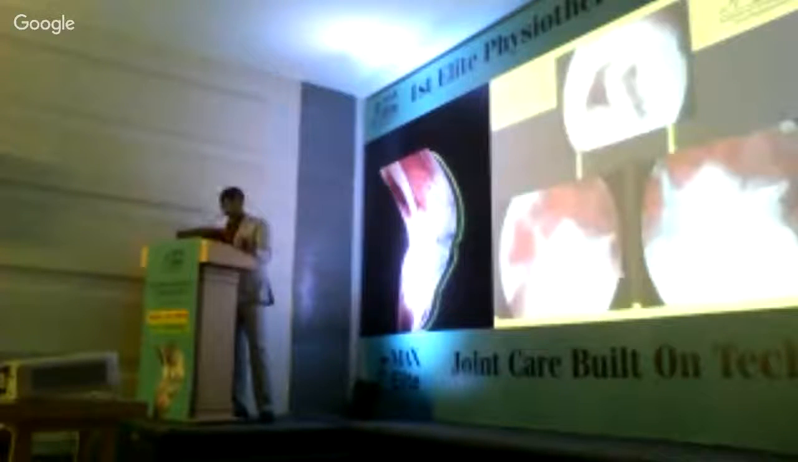This is an arthroscopic image of a rotator cuff supraspinatus tear. The white structure you are seeing is the biceps tendon. This is the U-shaped tear of the supraspinatus, which has been repaired successfully. This is a lateral focal image.